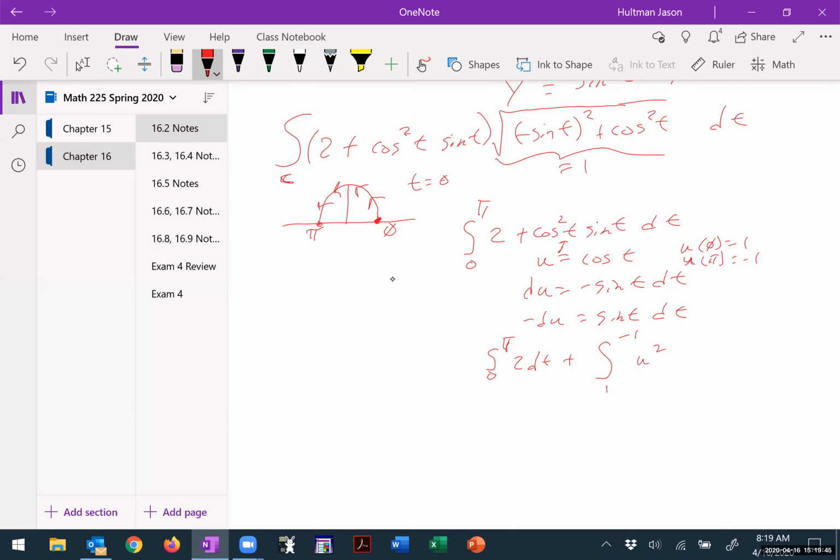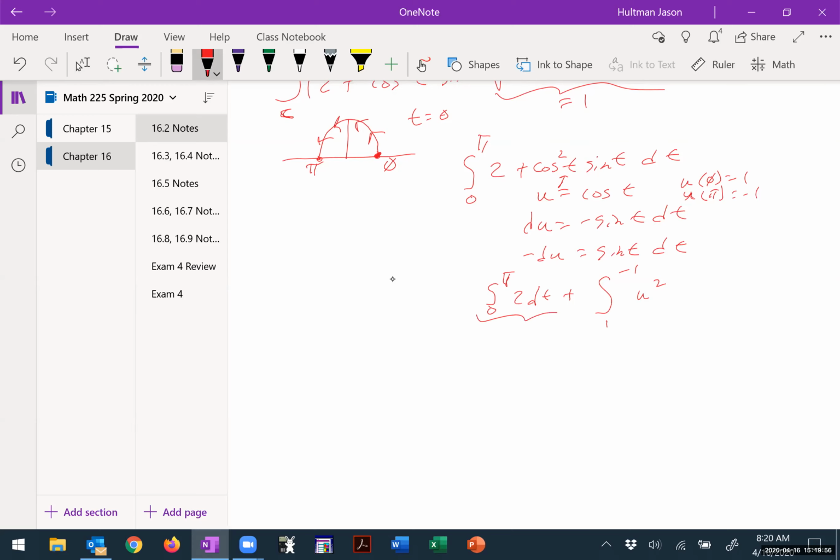Okay, this one's real simple. Evaluating this one, this becomes 2t evaluated from 0 to pi, which just becomes 2 pi. And then what's this one going to become? This is, again, a really easy one. This is 1/3 u cubed from 1 to negative 1.